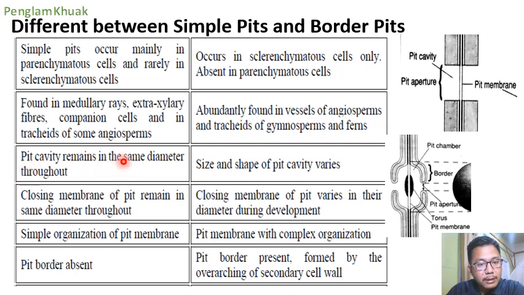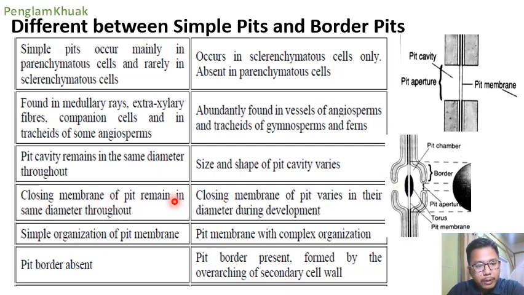In simple pits, the pit cavity remains the same diameter throughout, from here to here. In border pits, the size and shape of the pit cavity varies. If you see here, the pit cavity is smaller at this side, in the middle it becomes bigger, and at the same time on the other side it becomes narrow again.